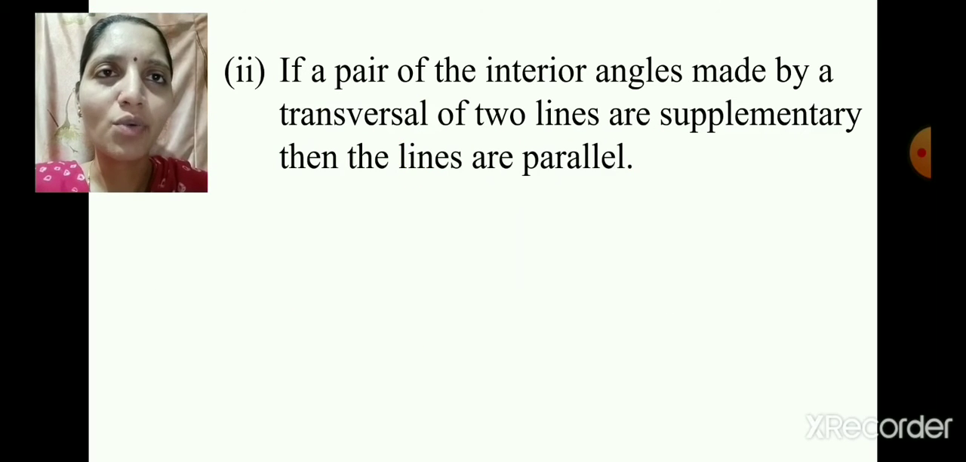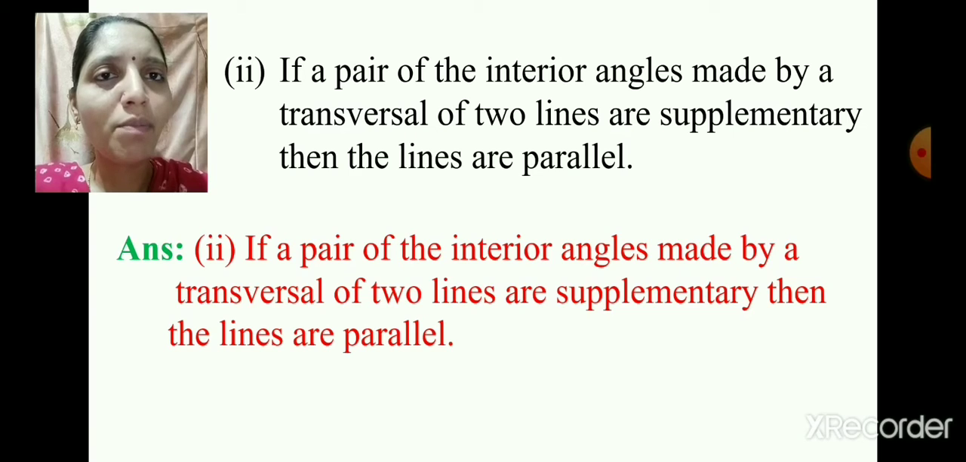Now the next one. If a pair of interior angles made by a transversal of two lines are supplementary, then the lines are parallel. Now its converse will be, if a pair of the interior angles made by a transversal of two lines are supplementary, then the lines are parallel.